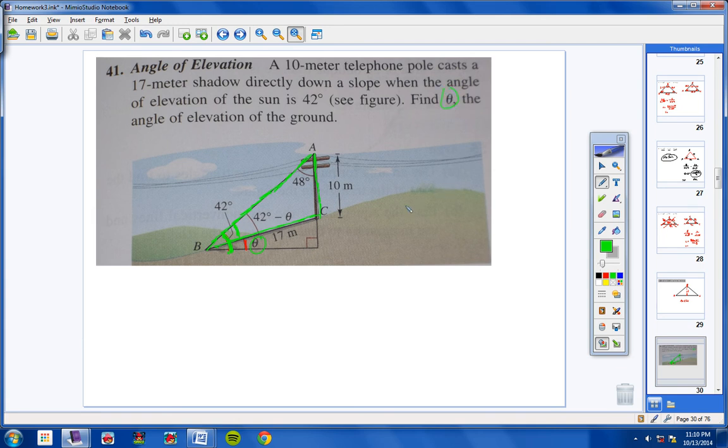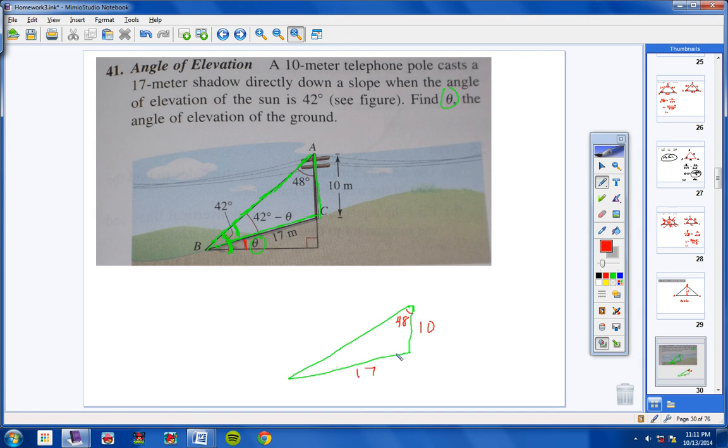So with that in mind, here's what I'm going to do. I'm going to copy this triangle over here off to the side. This triangle right here comes down like this, then comes up. That's good enough, okay? Now, it looks like this length right here is 10. I'll put a 10 here. This angle right here is 48 degrees. And then this side here is 17.